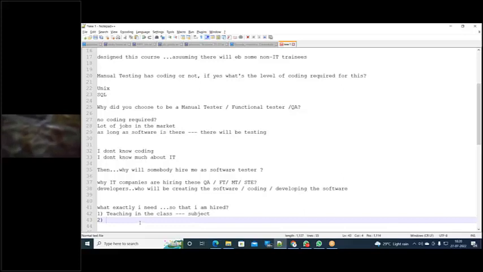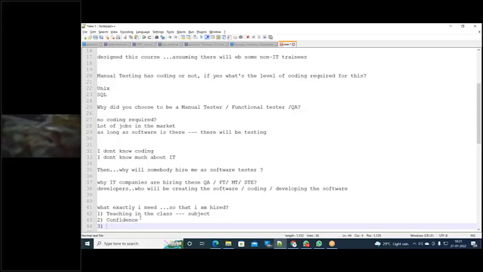So what exactly do I need? The subject knowledge you have to deliver. And again, you come to the class, you do what I ask for, and after the course also, I'll ask you to do certain things and the subject will be absolutely clear. The next thing is the confidence. Every time you go to the interview, the interviewer will look for the subject and also the confidence. How do I develop this confidence? We will talk about that after this course is done.